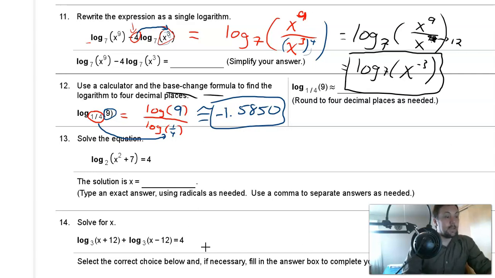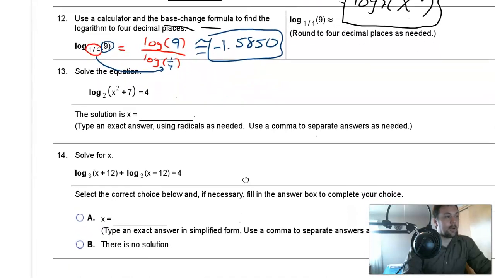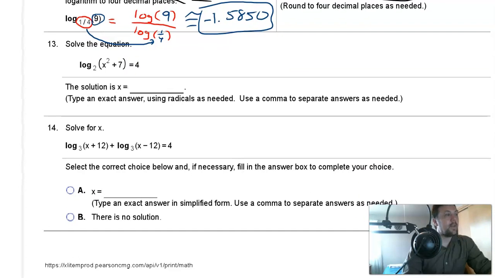All right. So let's keep going here. Number 13, solve the equation. And number 14, also solve the equation. So now we're in the territory of section 4.4. If your equation only has one logarithm, you solve it by converting it to exponential form. And the way you convert it to exponential form is to do the loop, right?